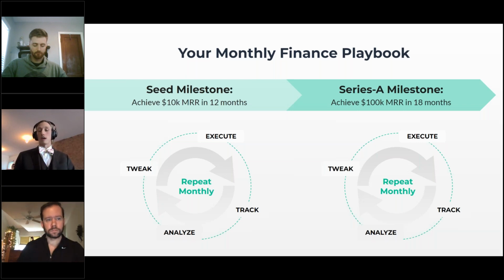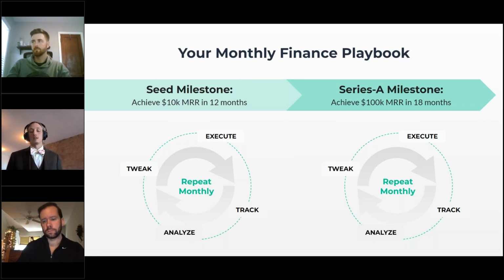I'm tracking against it. I'm analyzing, am I on track? Am I not? I'm tweaking it, and then I'm repeating, and I'm doing that over and over and over again. So I make sure that I've always got a beat on cash. I've always got a beat on how I'm doing against my growth targets.